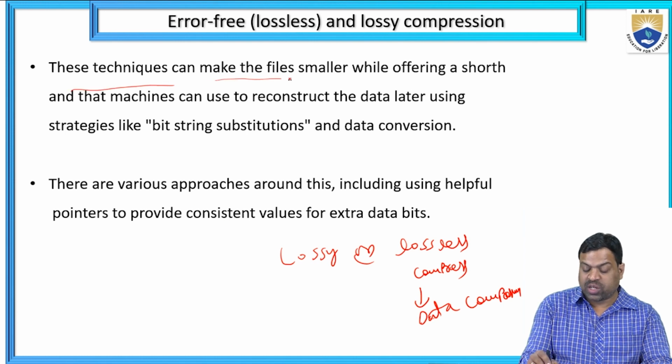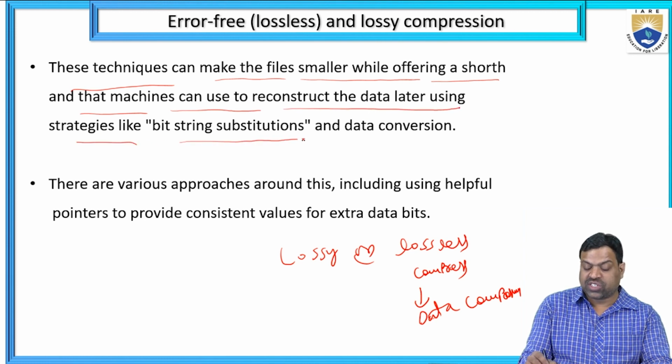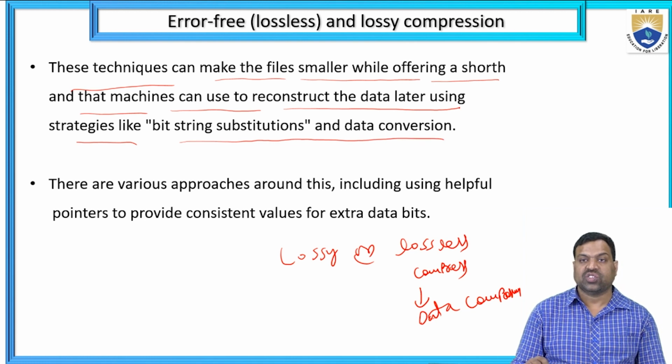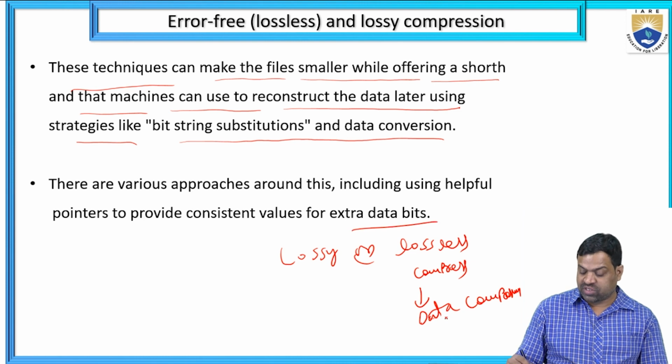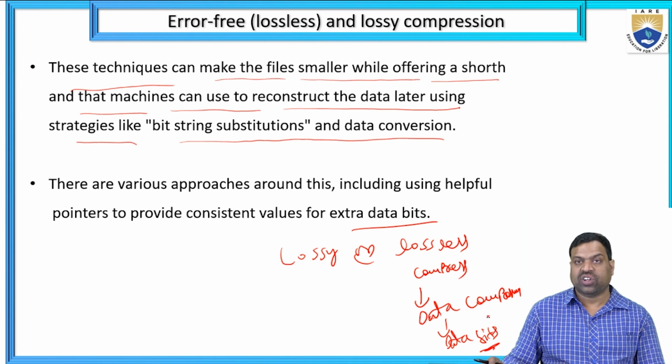So these techniques can make the files smaller while offering a short representation, and machines can reconstruct the data later using strategies like bit string substitution and data conversion. There are various approaches around this, including using helpful pointers to provide consistent values for extra data bits. So the data bits we are counting depend on our data. Maybe the loss is there or lossless is there in the image. We will find out.